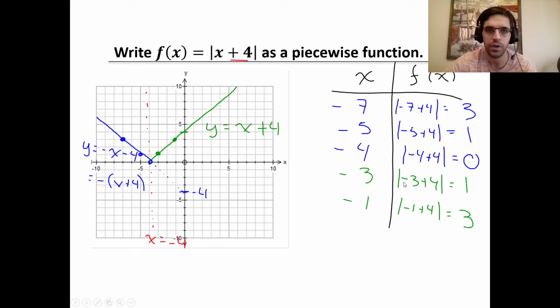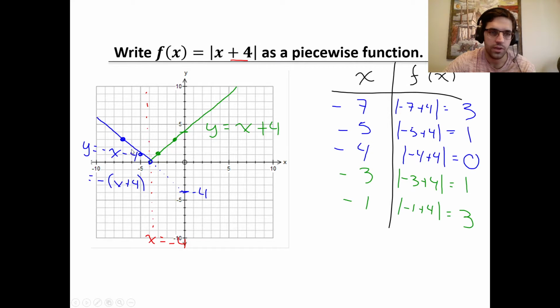So here's an example. F of x is equal to the absolute value of x plus 4. If we pick a few points and just play around with this and see what the graph looks like, we can get a sense for how to write the piecewise function. If I pick these points, -7, -5, -4, -3, and -1, we get the following V graph. And we can see that the V graph is a combination of two linear equations that are cut at the x value of -4. To the right of -4, we have the green line with a positive slope of 1 and a y-intercept of 4.